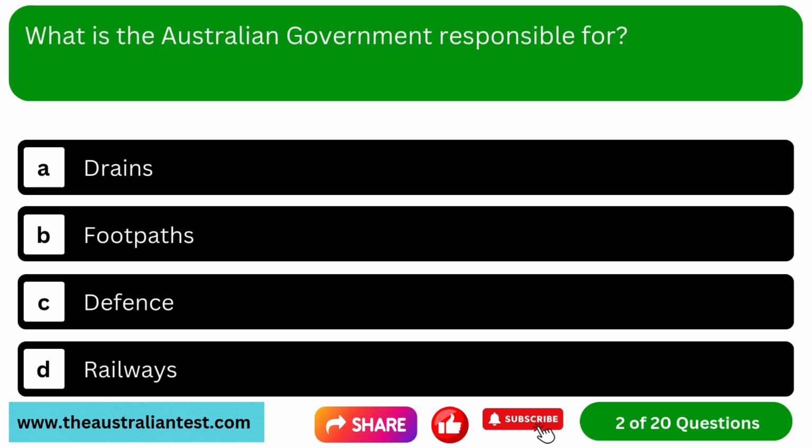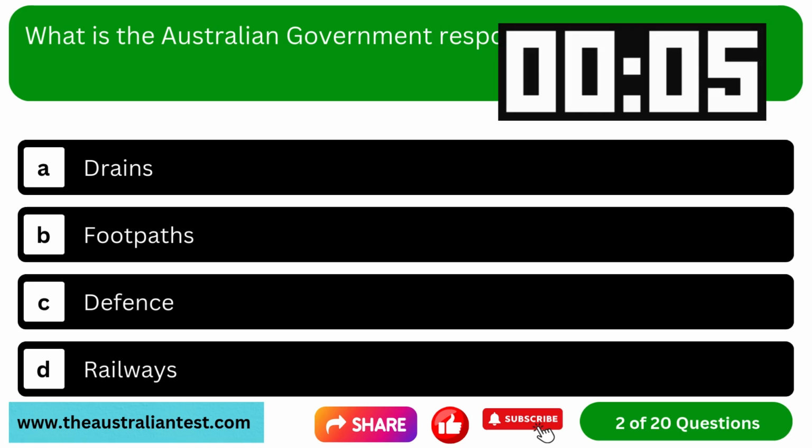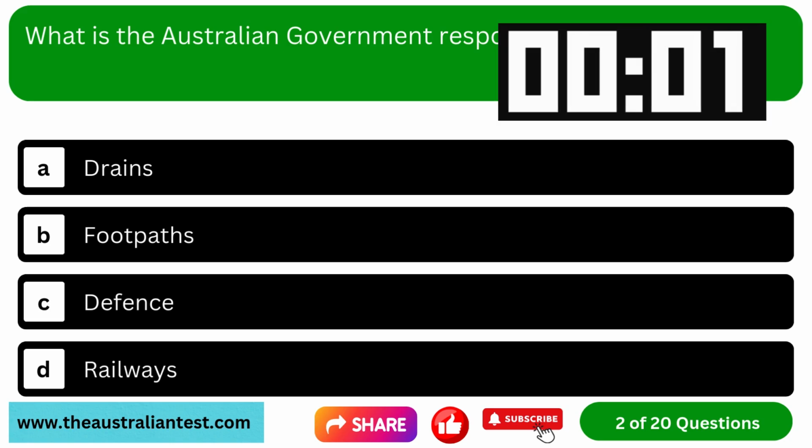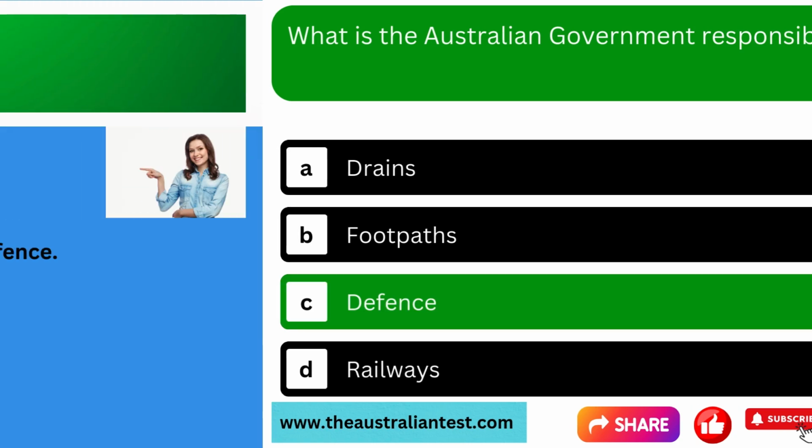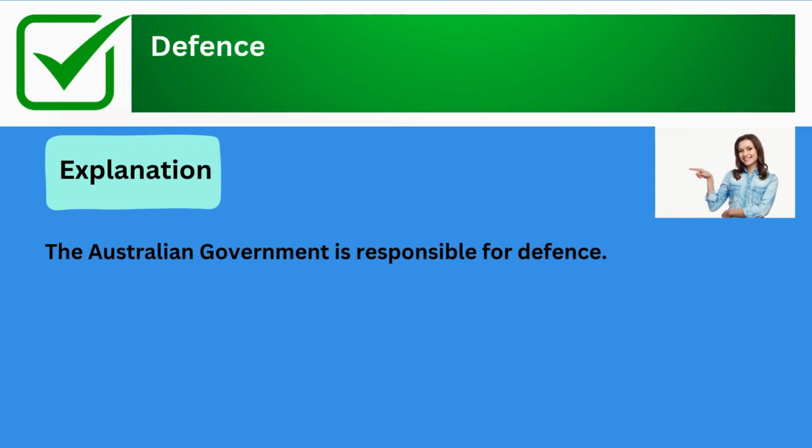Question 2. What is the Australian government responsible for? Option A. Drains. Option B. Footpaths. Option C. Defense. Option D. Railways. The correct answer is defense. Explanation: the Australian government is responsible for defense.